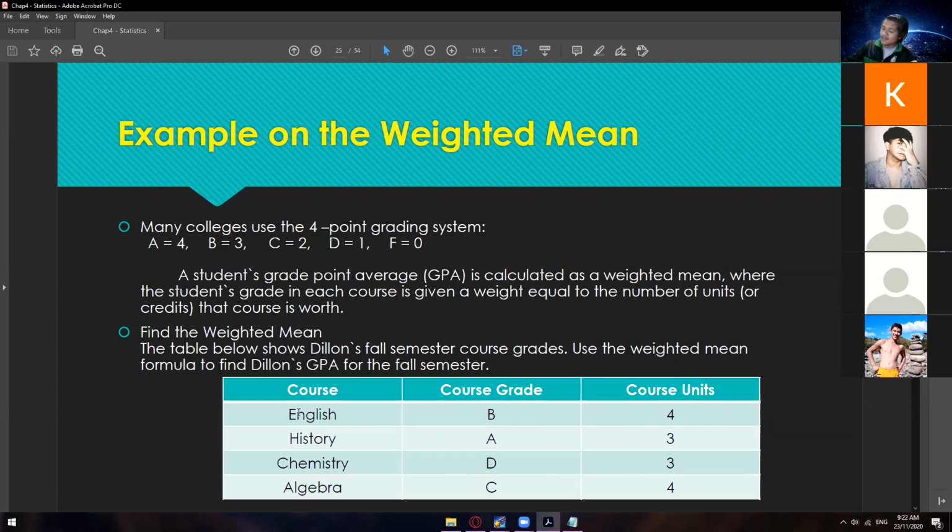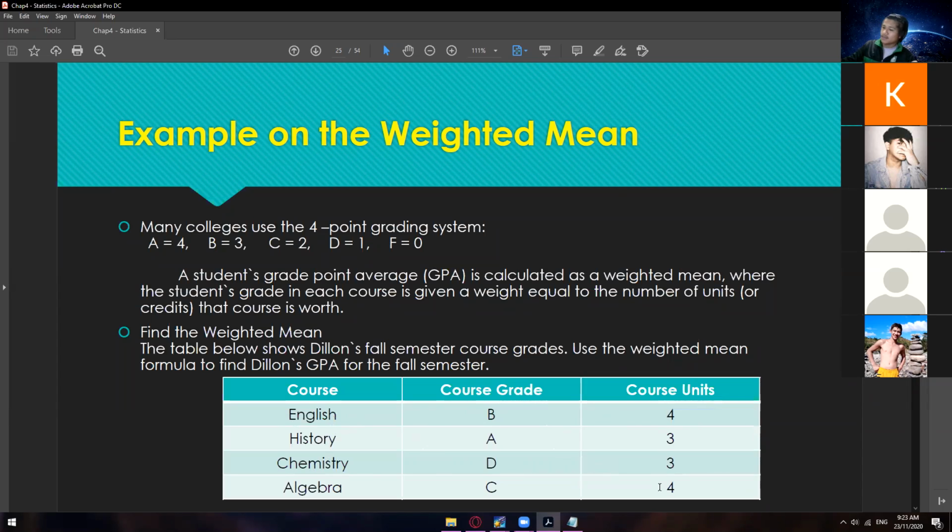As you can see here, his subjects are English, history, chemistry, and algebra. For the course grade, his grade in English is B, history is A, chemistry is D, and algebra is C. For the course units, here are their equivalent weights. The higher the number, the higher the weight of that subject. So English, at 4 units, is much more important than history. It has higher credits in calculating your grade, and English is also higher than chemistry.